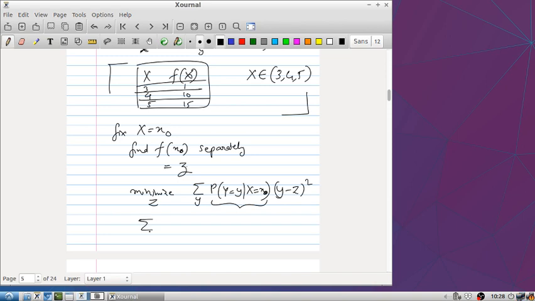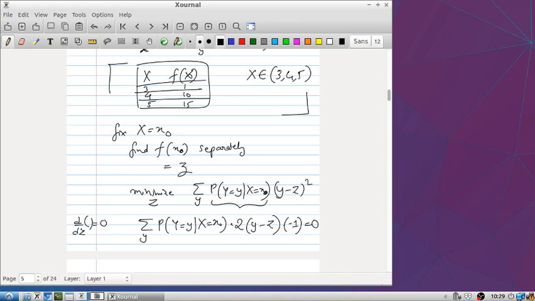What will happen is you will have the same term, p of Y equal to y given X equal to x naught, because it's just constants. Take the derivative with respect to z, you'll get 2 times (y minus z) times minus 1, because z has a minus 1 as a coefficient, is equal to 0. This is just saying d by dz is equal to something, and that something is that. So I just put this here, took the derivative with respect to z.